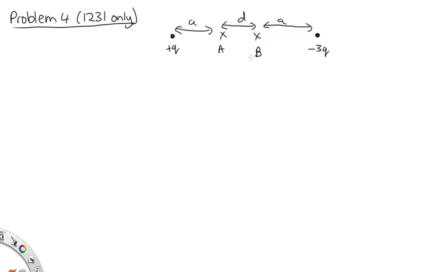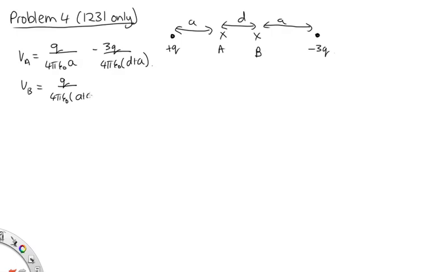And it says derive an expression for VA minus VB, and does your result reduce to the expected answer when D is equal to 0? Okay, so VA is equal to Q over 4 pi epsilon naught times this distance, which is A. And then at A, we've also got the potential due to this charge, which is minus 3q over 4 pi epsilon naught. And the distance between A and this charge is D plus A. And VB is equal to Q over 4 pi epsilon naught, and the distance there is A plus D, minus 3q over 4 pi epsilon naught, and the distance here is A.